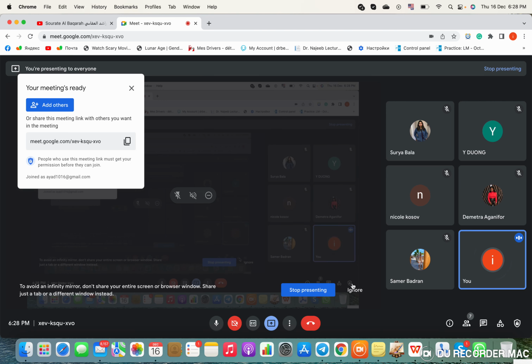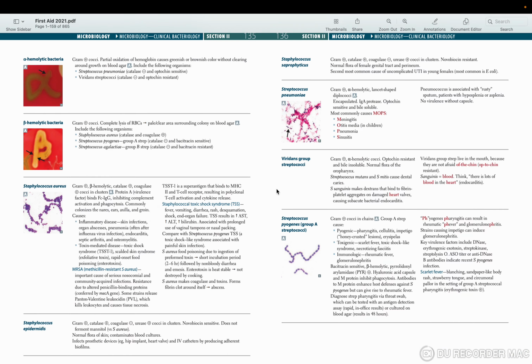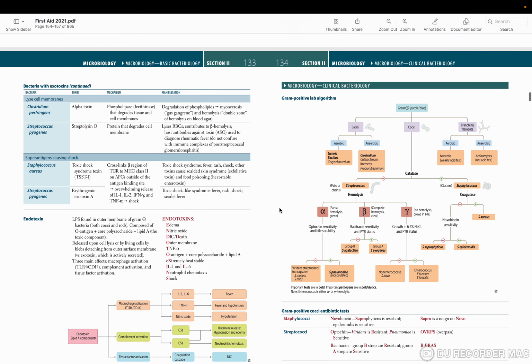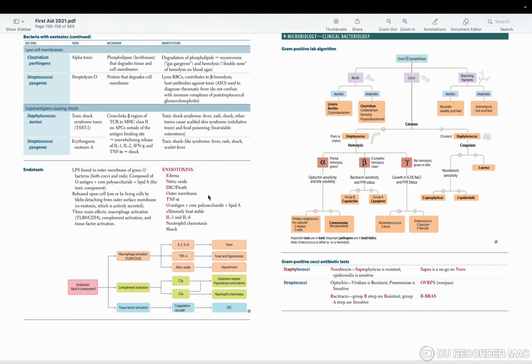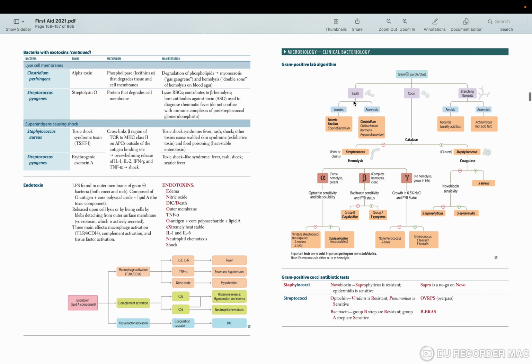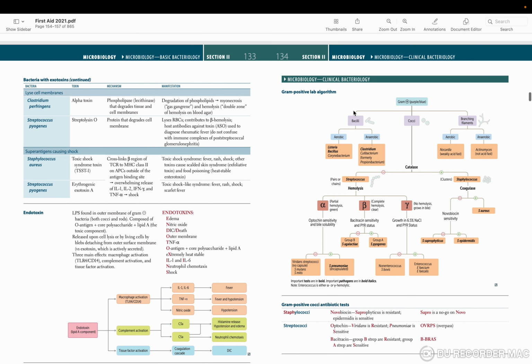First we are going to finish up general microbiology. We still have like one page left. And we are going to start with a new topic, which is basically bacteriology.